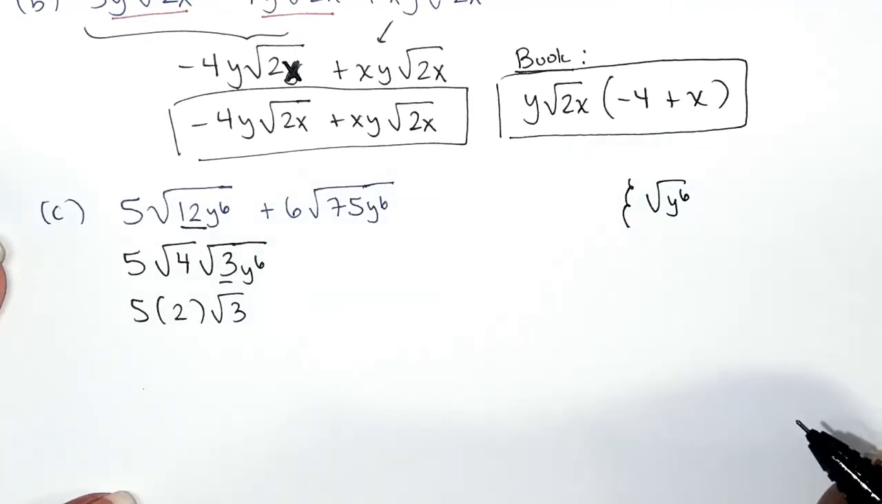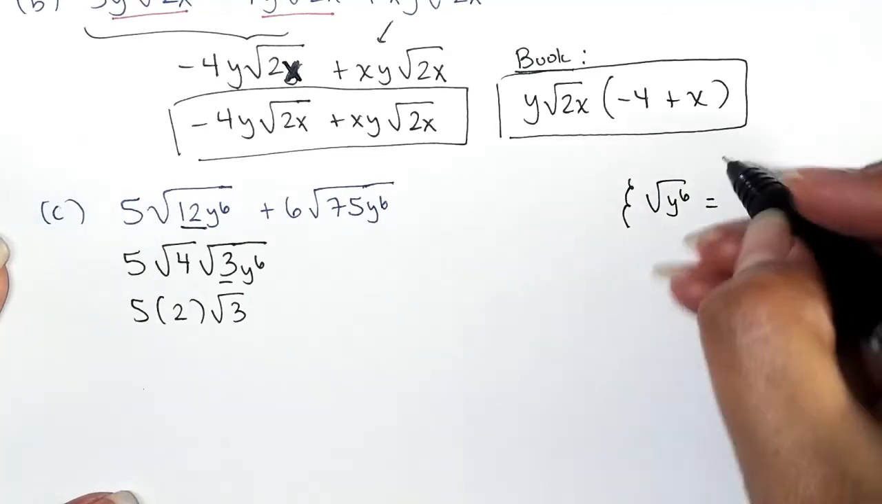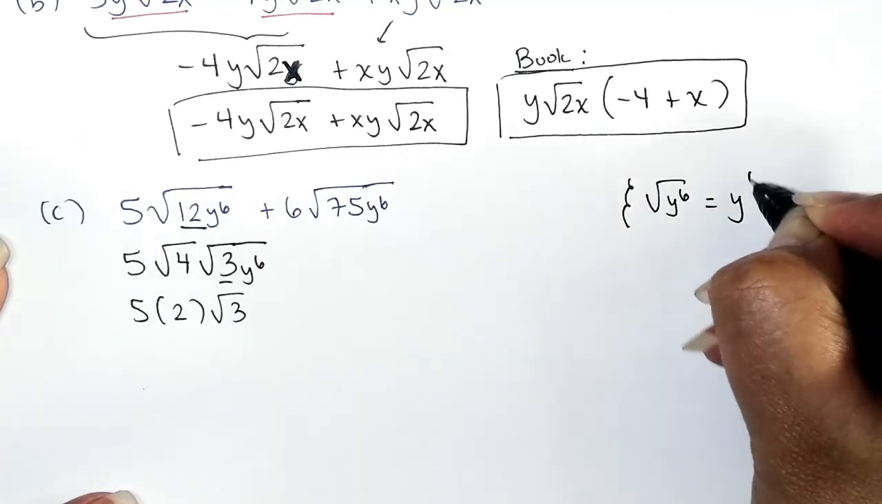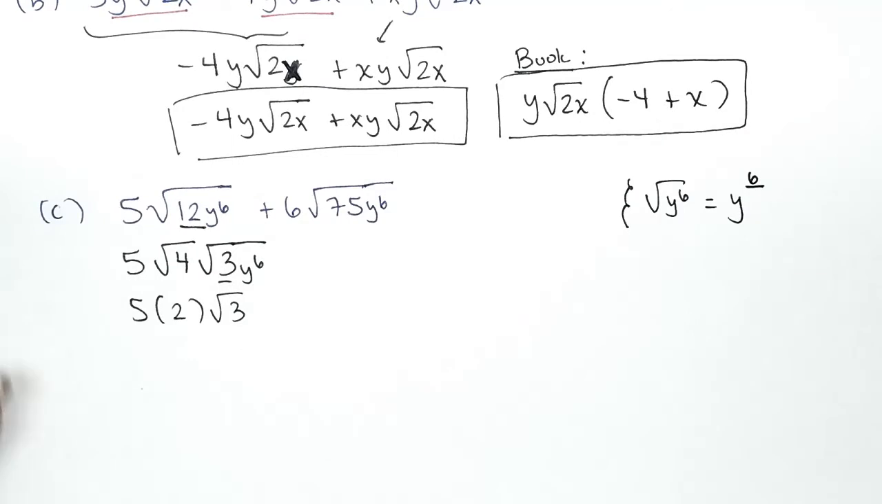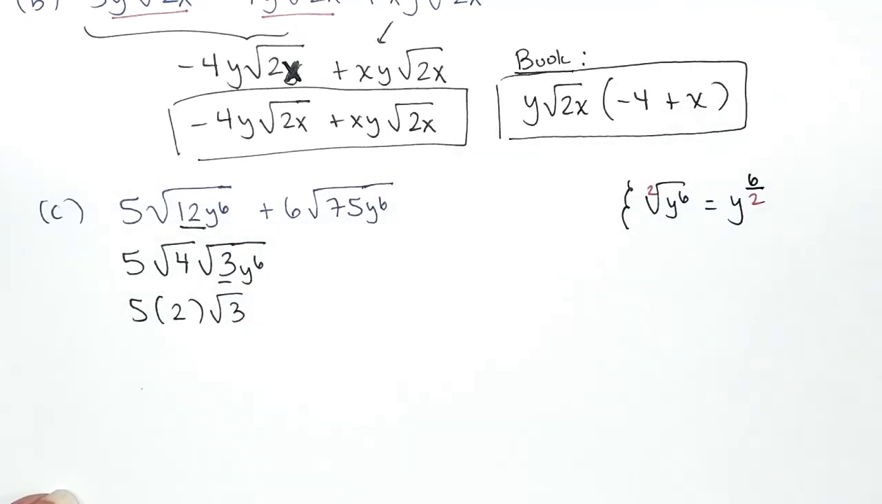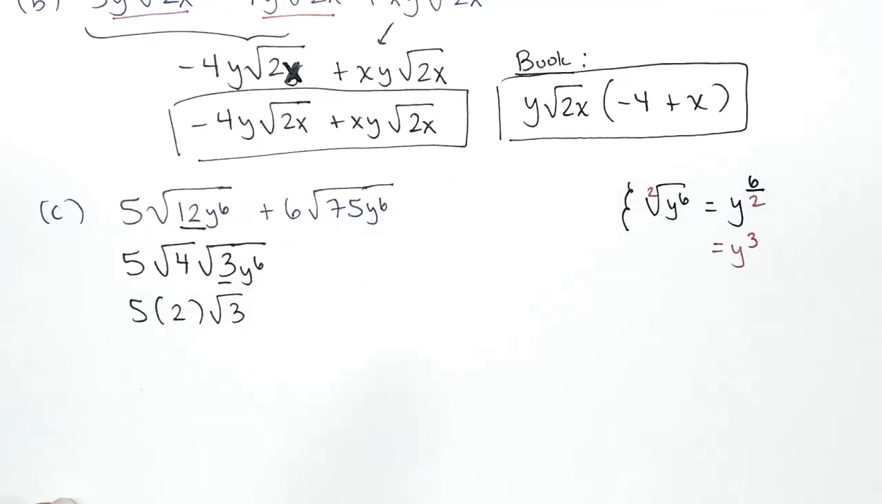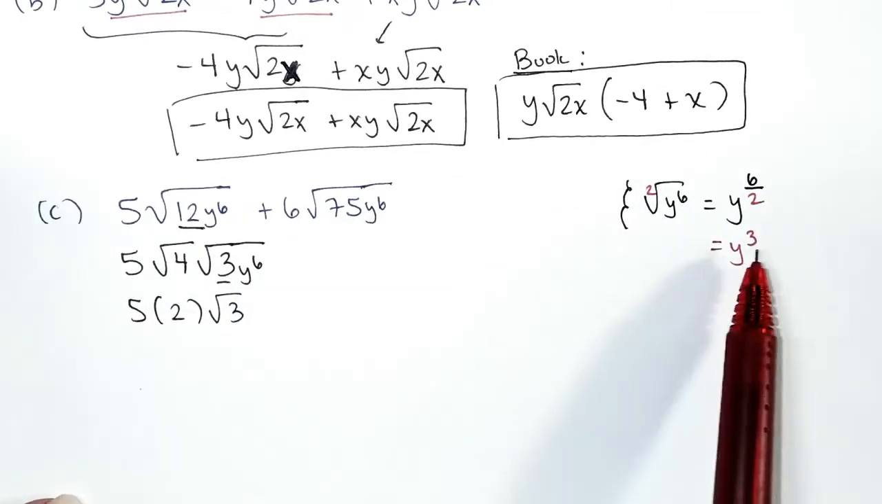Okay, when we put that in exponential form, or write it without the radical, that will leave us with y raised to the 6 over whatever the index is. 6 over 2. 6 divided by 2 will give us 3. So we will tell the world square root of y to the 6 gives us y cubed.